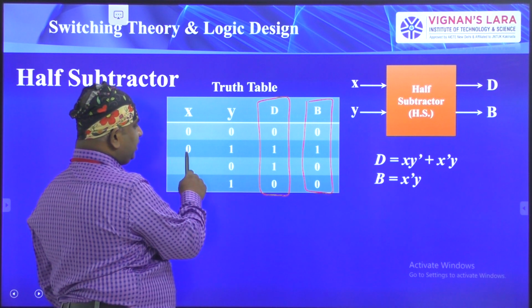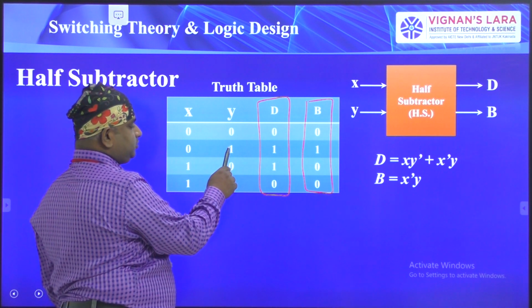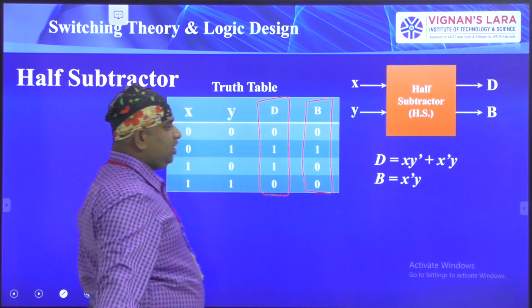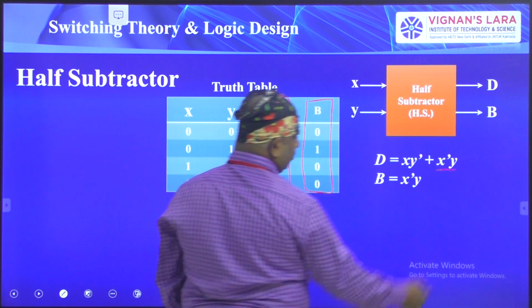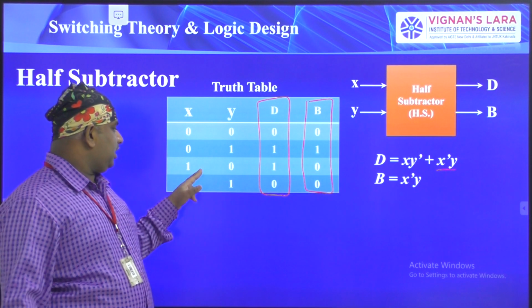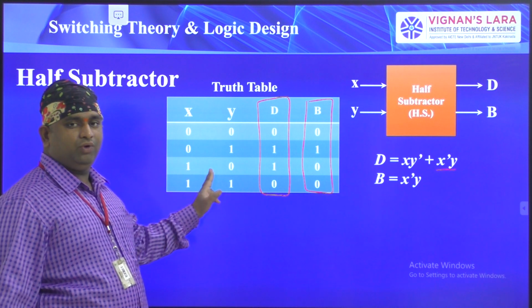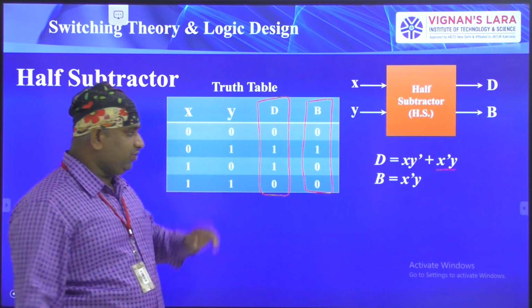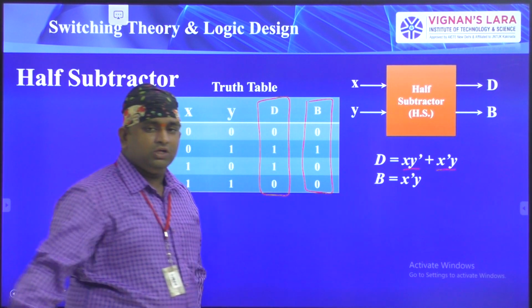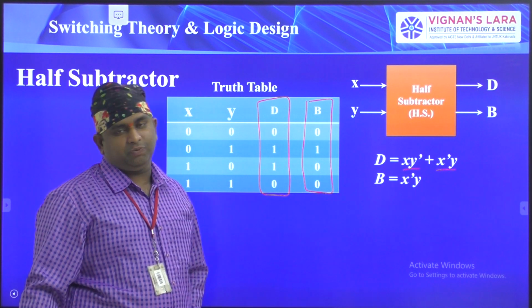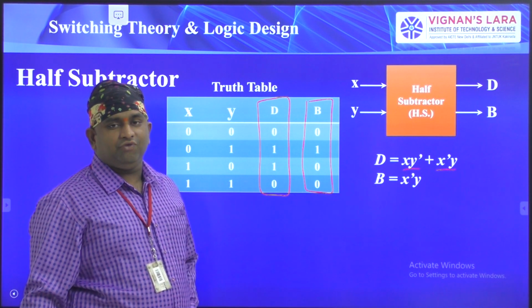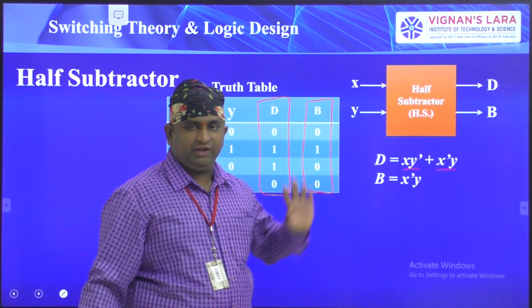When d is equal to 1, the value of x is equal to 0 and y is equal to 1. That is, you have to write down x bar y. Next, the next condition, x value 1, y value 0, that is x y bar. That is the second combination. So this is the difference expression for half subtractor.